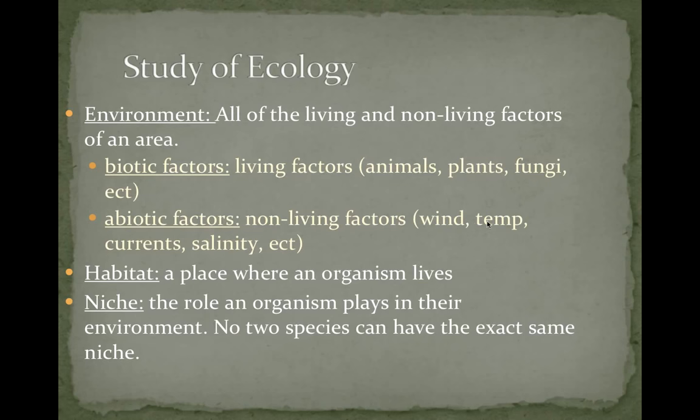So, for instance, wind, temperature, current, salinity, pressure, sunlight availability, certain gases that are in the atmosphere, all those are abiotic factors that can affect an environment and that are very important to understand and to study when you are trying to learn about an ecosystem or an environment. Sometimes the non-living factors play a bigger role than the living factors do.